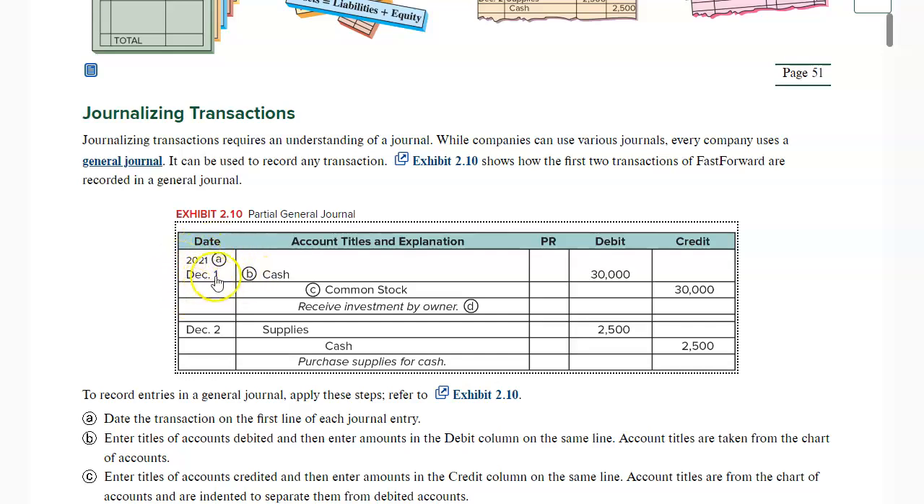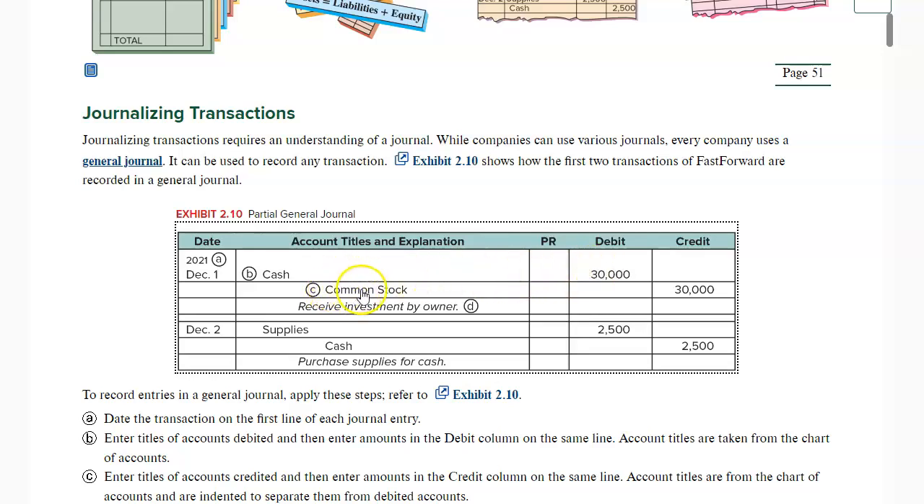And you have 6 items that are important. You have the date, you have the account that's going to be debited, and you notice the account that's being debited is way over to the left, aligned way to the left in this account titles and explanations column. So cash is the account that's being debited. This is the transaction where the owner deposited $30,000 in an account for the company in exchange for common stock. So we're going to debit or increase cash. So we put the title of cash over here way to the left, and we put the $30,000 that went into the cash account in the debit column of the journal.